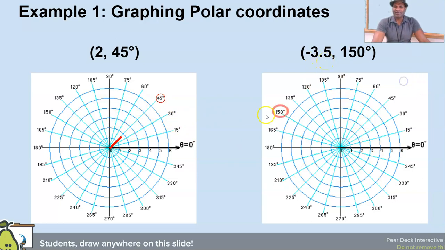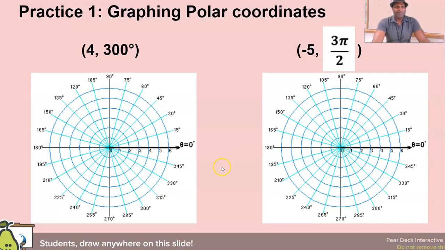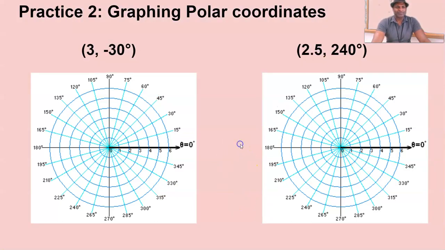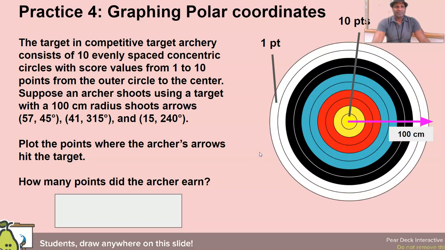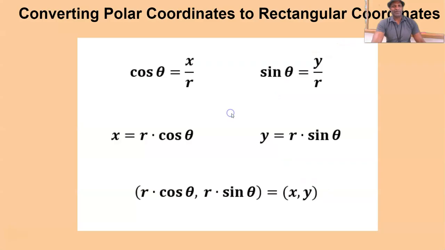Now, what happens if the radius is negative? Well, you still circle the angle, but this time you draw the line going away from the angle, and you make sure it is 3.5 radii in length. There are a few more practice problems here, but I will skip this right now.